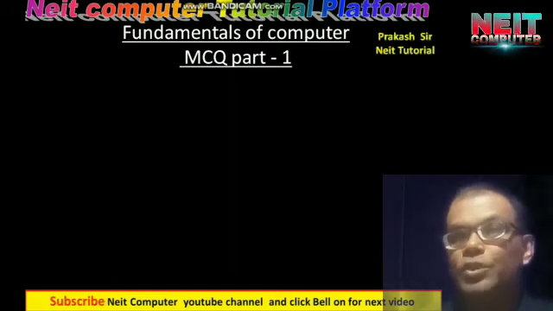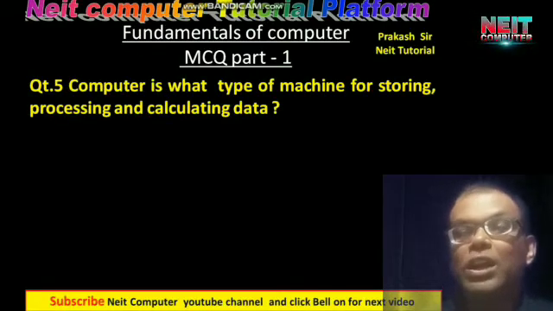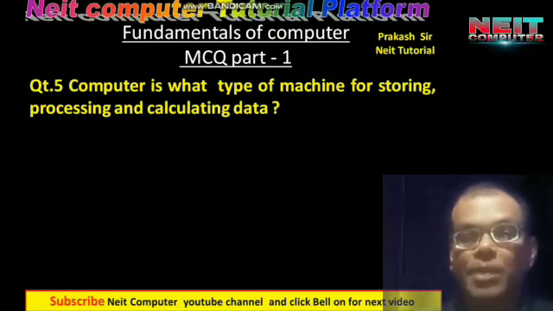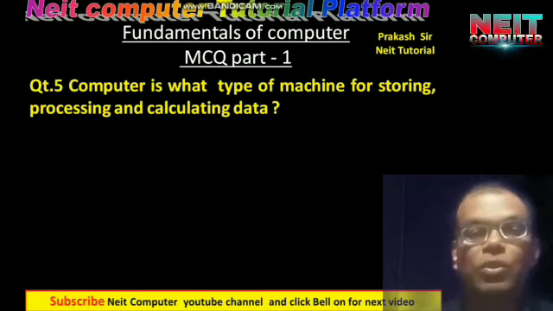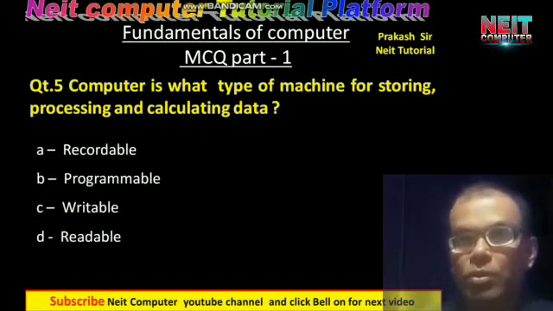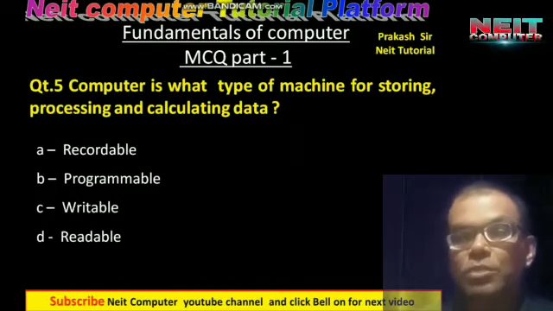Question number 5. Computer is what type of a machine for storing, processing and calculating data? So the options are recordable, programmable, writable, readable. The correct answer is programmable.